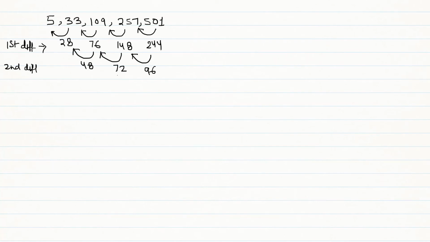So let's go for the third difference now. 72 minus 48 should give you 24, and 96 minus 72 should also give you 24. So we can see now the third difference we are talking about, and third difference is definitely equal. So since the third difference is equal, this sequence must be given by a polynomial of degree 3. So a polynomial of degree 3 must be a cubic polynomial.